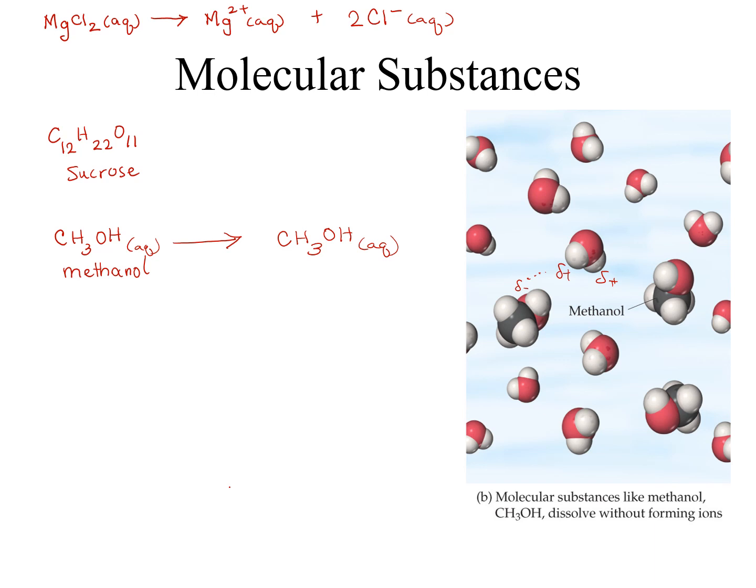So a key difference between ionic substances dissolving in water and molecular substances dissolving in water is that ionic substances dissolve by breaking down into ions, whereas molecular substances dissolve without breaking down into ions. So molecular substances will be examples of non-electrolytes. They don't conduct electricity because there are no ions in the solution.